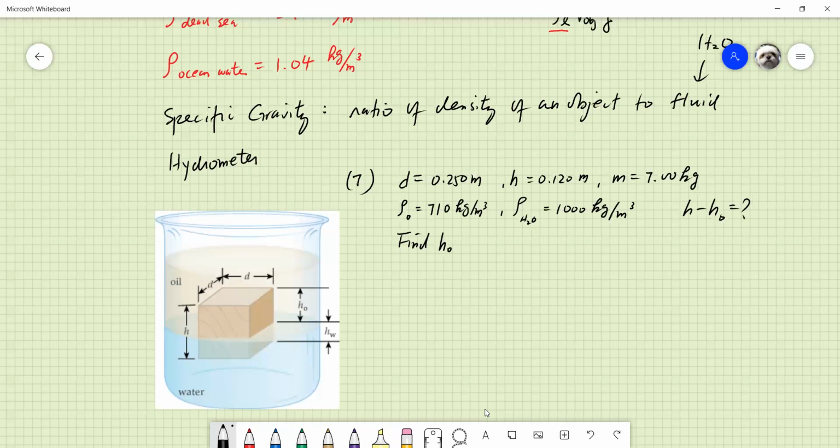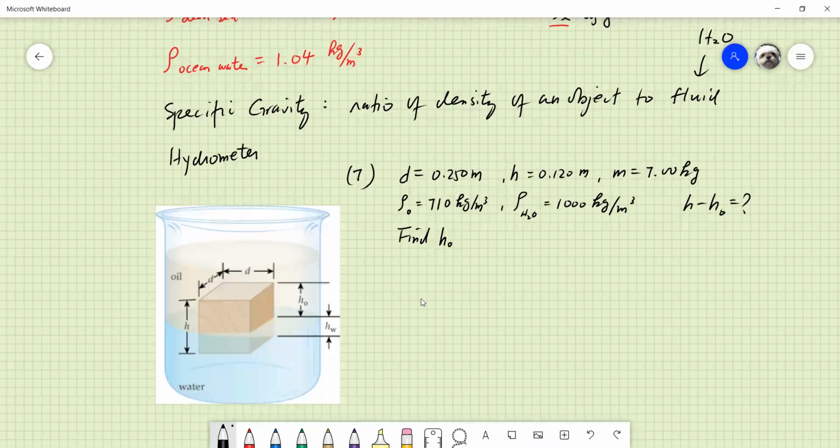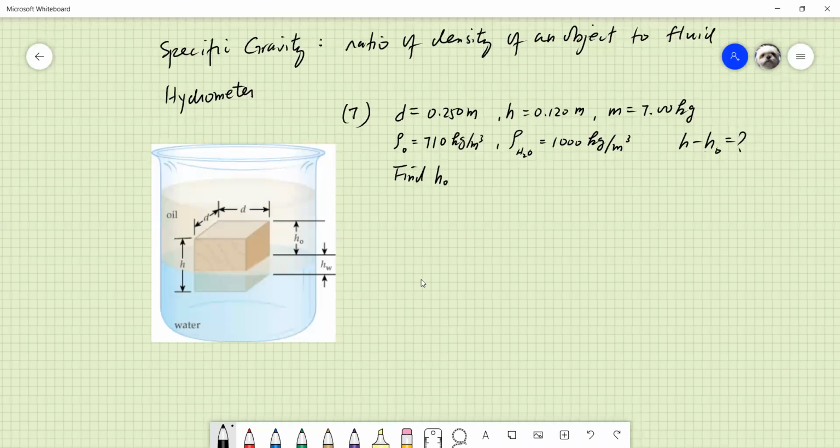But that's the point here. Now, how are we going to do this problem? The way you're doing this problem is you're going to use hydrostatics, fluid statics. So I'm going to sum all the forces in the y direction equals 0. Now, H minus H naught is just the same as HW. But look at this diagram here. Now I'm going to draw a free body diagram.